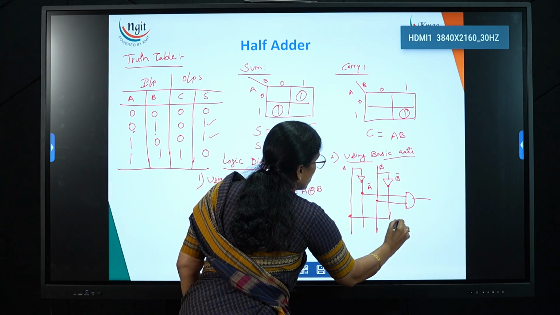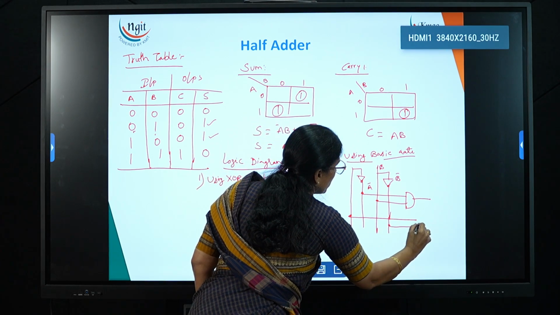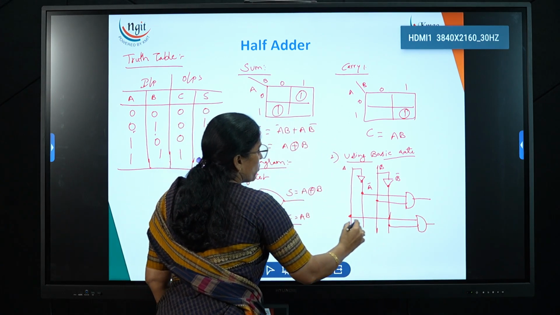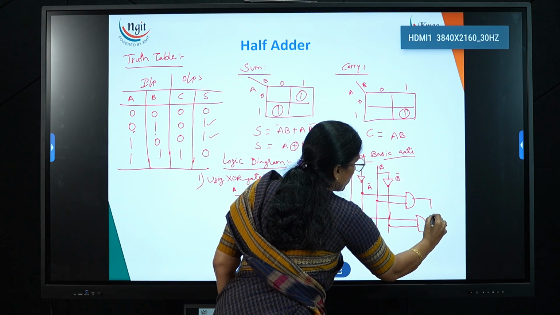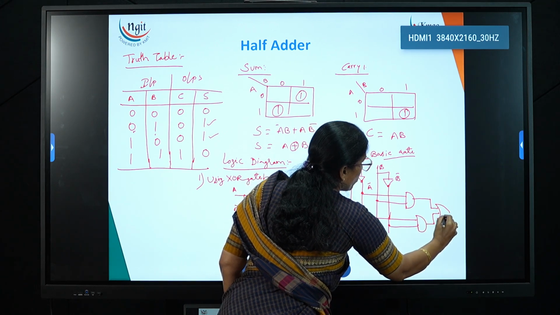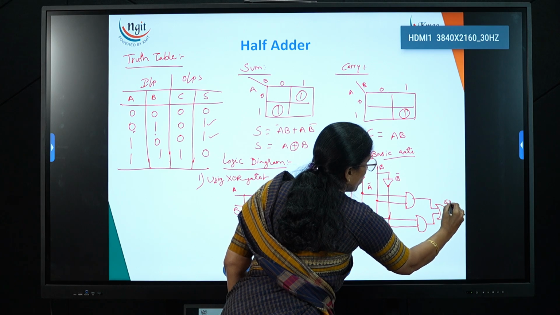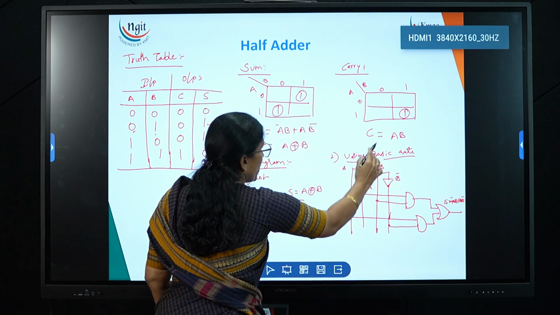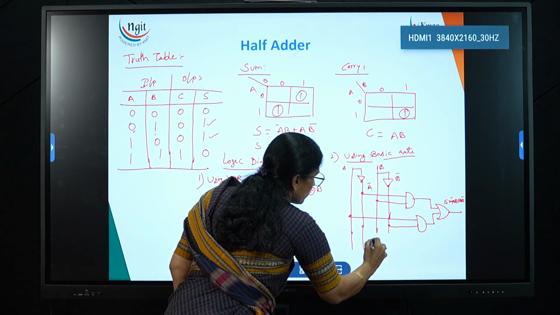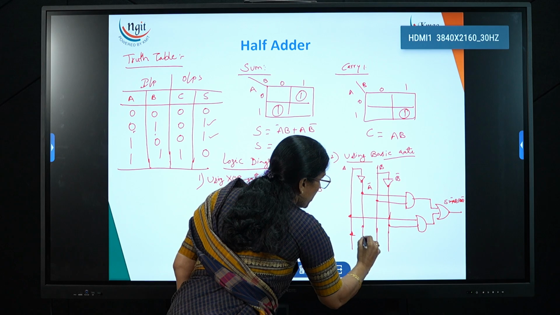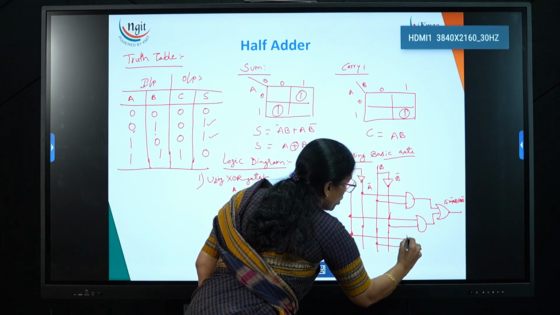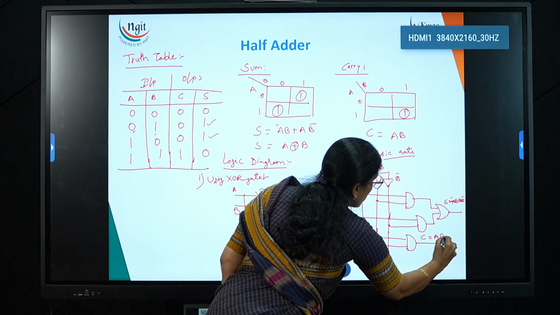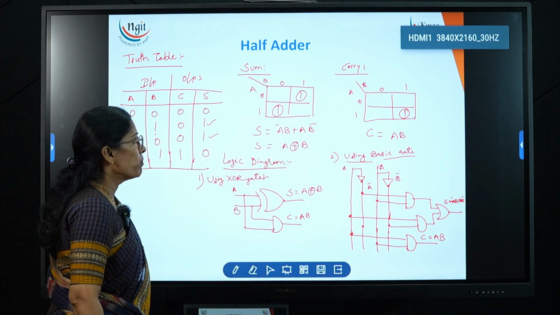A I am selecting and B bar, AND gate. In between if you see for these two in between OR gate plus is there, means what? OR gate we need to use to get the sum. S is equal to what? A bar B plus AB bar. Now again carry AB. This is A and this is B, need to use one AND gate. So carry is equal to C is equal to AB. This is using the basic gate.